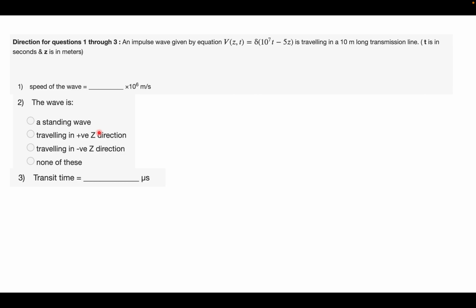And the third is very easy, where you were asked to find the transit time. Transit time is nothing; you know the speed of the wave, you know the length of the transmission line.